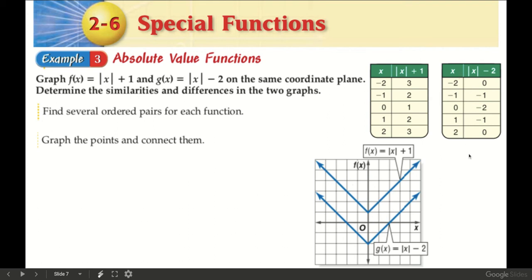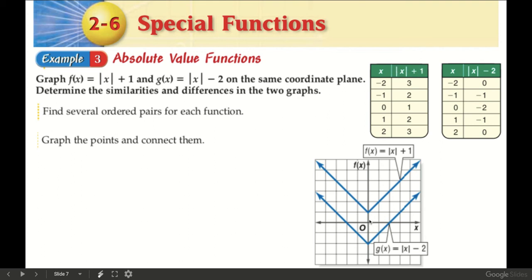And then I would take these ordered pairs and make this V shape over here. Again, these are just the graph of these ordered pairs. And I can see that these two make the exact same shape. If you notice, it's really similar to the original absolute value function that went right through the origin. But this one is actually just shifted up 1 unit, whereas this one is shifted down 2 units. And you can see that that's what happened when I took that absolute value function.